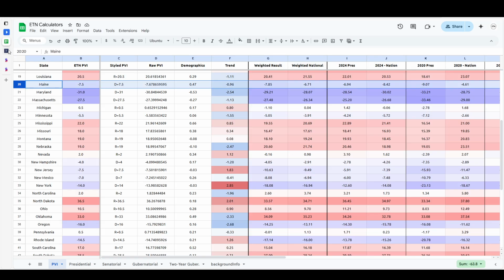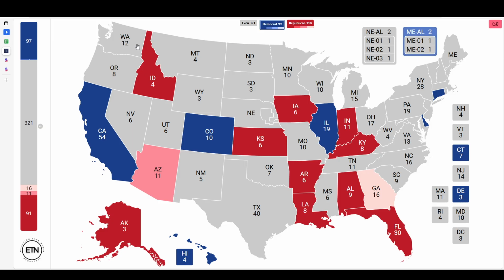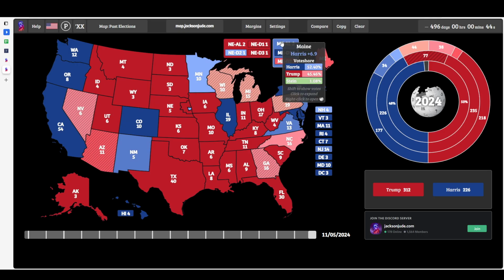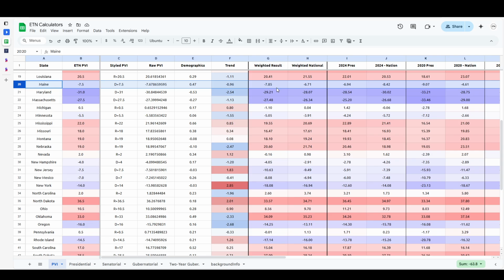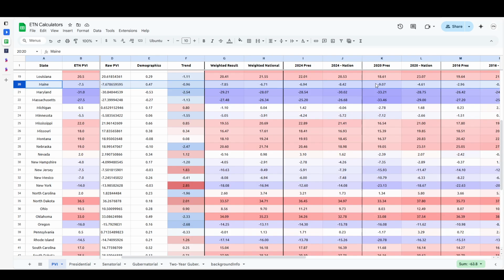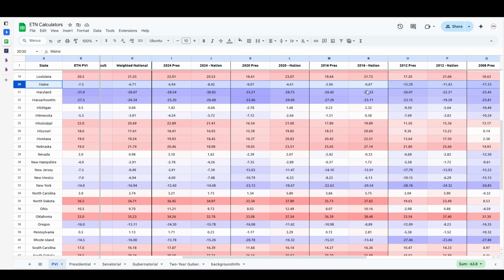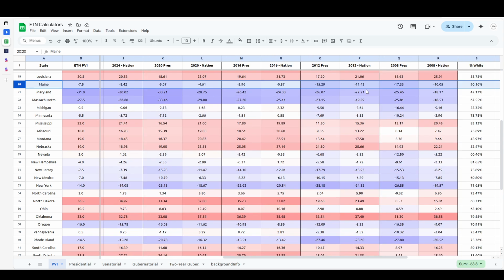Maine, now we have D plus 7.5. So here's a likely state. 7.5 here is going to be the number for Democrats. Kamala Harris won it by 7. So that is 8.5 points to the left of the nation after only voting 4.5 to the left of the nation in 2020 and 0.87 to the left in 2016. After voting 11.5 points to the left in 2012 and 10 to the left in 2008.